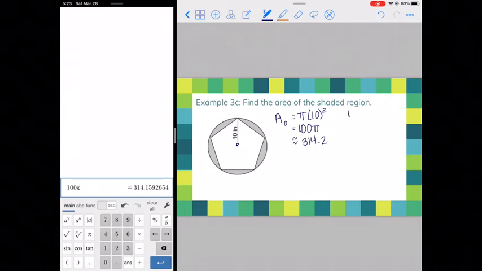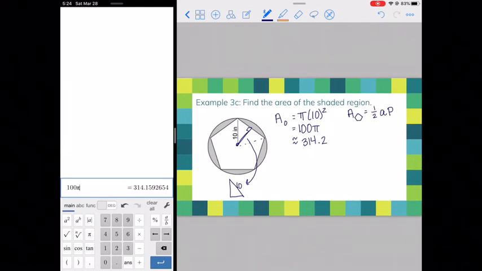So the area of the pentagon, we're going to use 1/2 apothem times perimeter. So I'm going to need to know those two pieces of information. So first I'm going to drop a perpendicular so that that becomes the apothem. And I'm going to spin this shape around so that I can look at it down here outside of that figure. So my hypotenuse is 10.